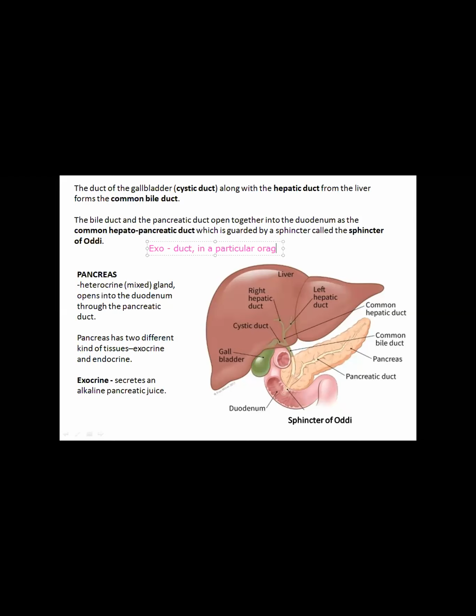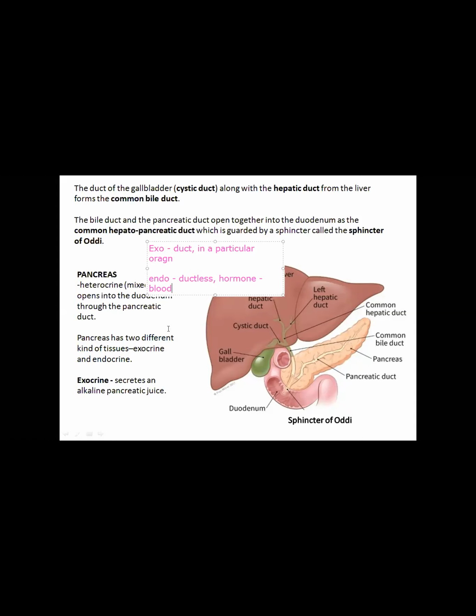Or you can say site. If it is an endocrine gland, it will be a ductless gland. Their secretions are generally hormones, which directly pour into the blood. Exocrine glands have ducts, and their secretion is generally an enzymatic secretion, which is going to get secreted into a particular organ. Endocrine glands are ductless, and their secretion is generally in the form of hormones, which are poured directly into the blood.